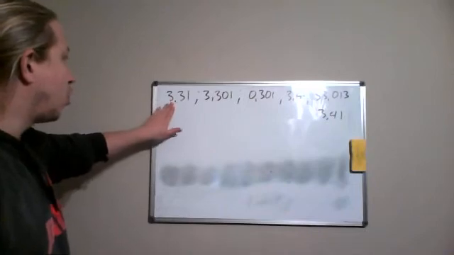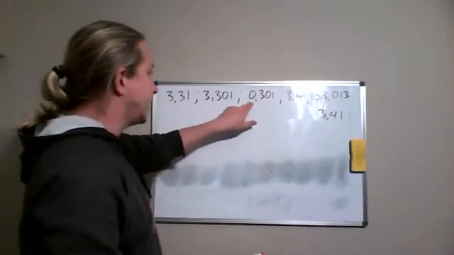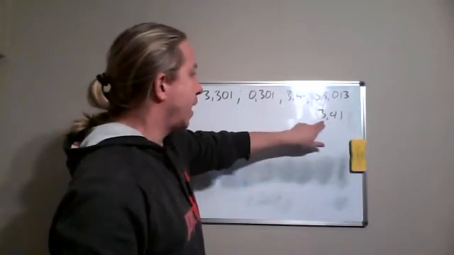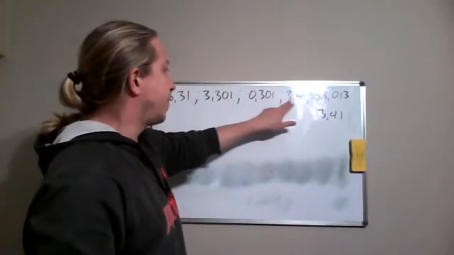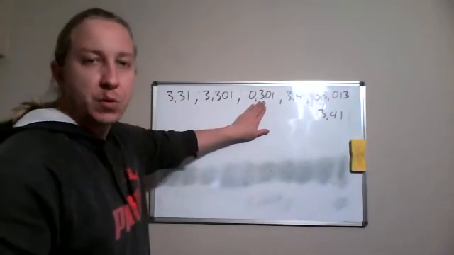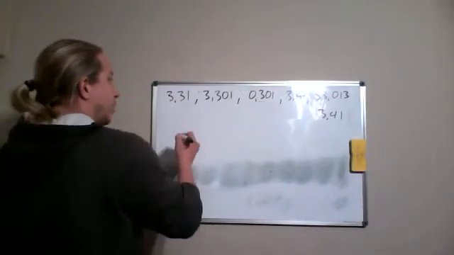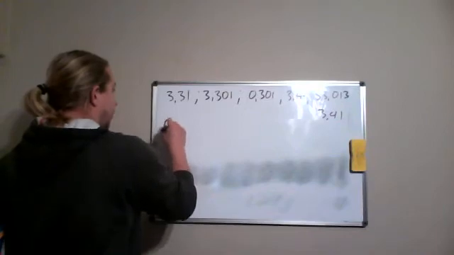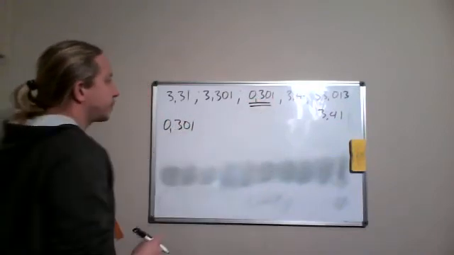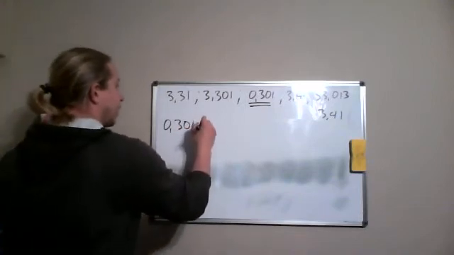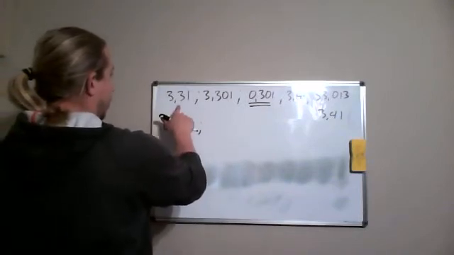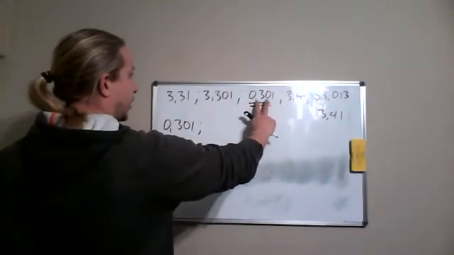Here we got 3 ones, 3 ones. Here we got 0 ones, 3, 33, and 3. So from this, I can already see that this is the smallest number that we have, which is 0.301. Okay, I've done that one. Next one. Well, let's look at the next digit. Okay, so we've done that one.